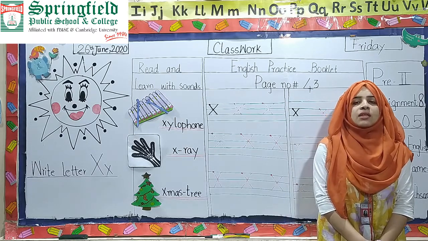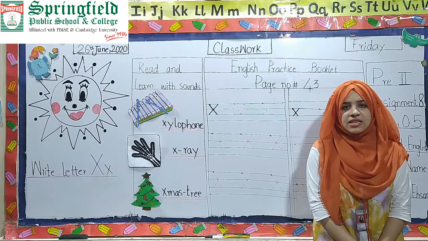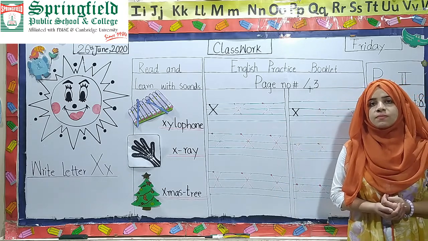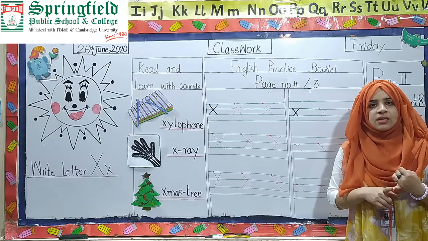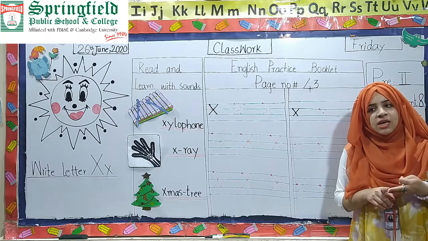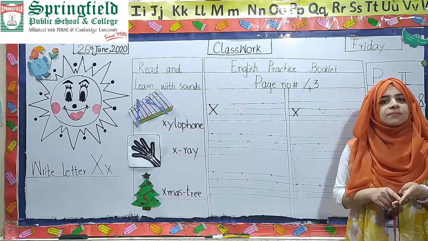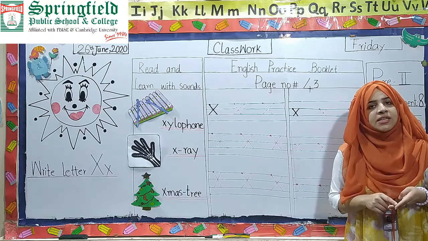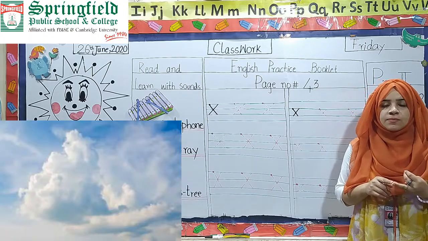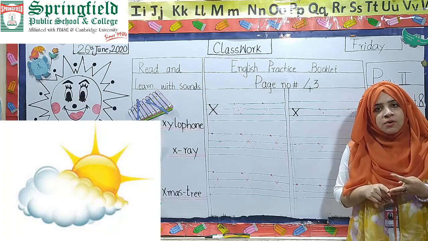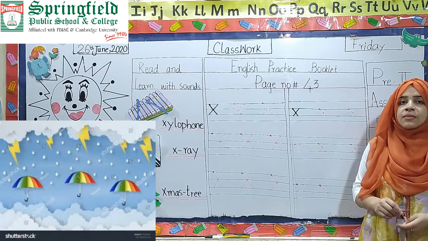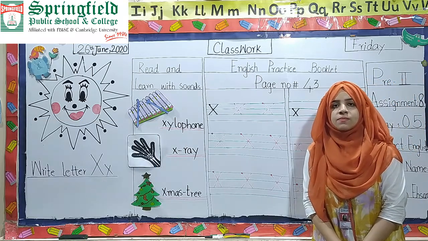Now we have to revise the science knowledge. Name the different weather conditions. Sunny, cloudy, partially cloudy, rainy. Again repeated. Sunny, cloudy, partially cloudy and rainy.